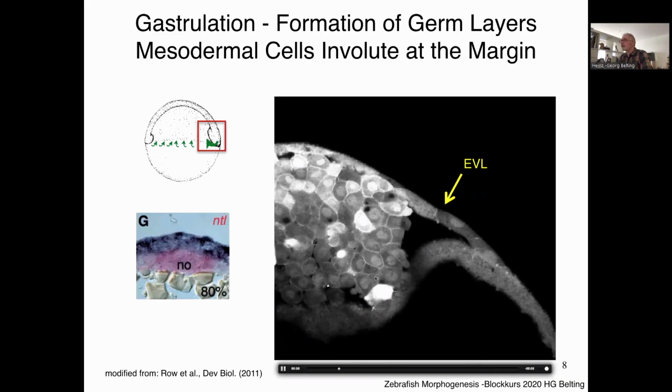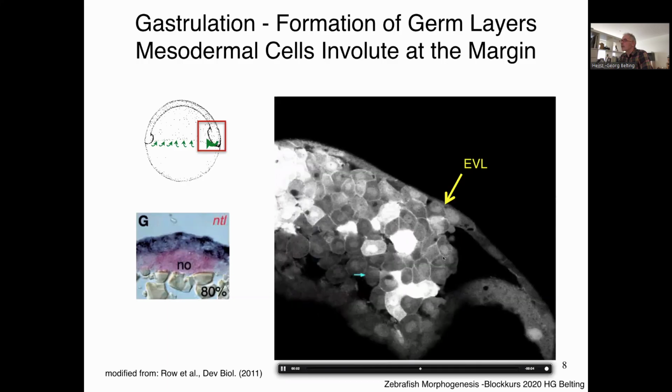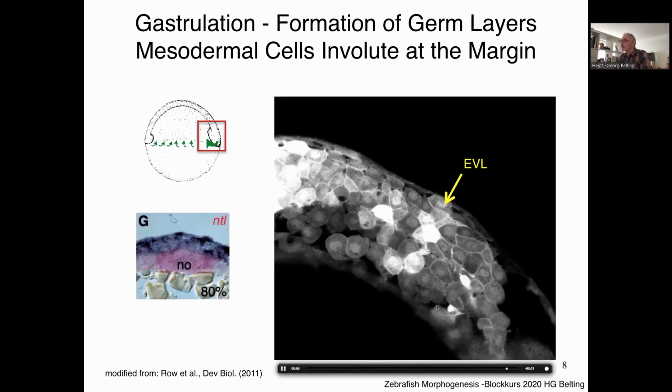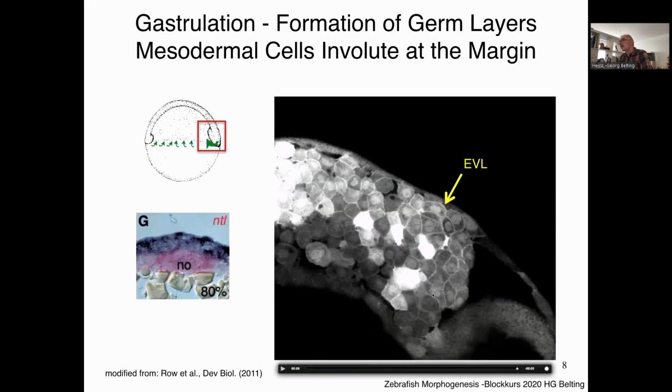So you see how these cells start blebbing, and then they loosen up their junctions and they sort of become more rounded, and then they can move up. So they leave this group of tightly linked cells, loosen up, and then they can move forward, back up in the embryo.